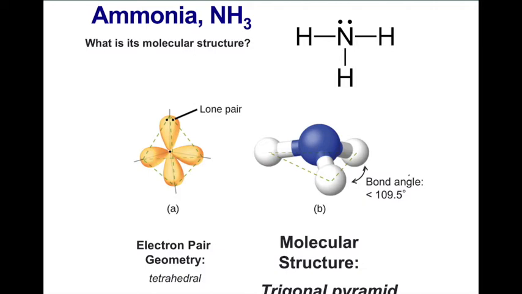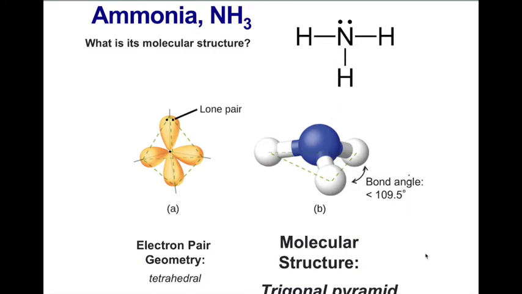pyramid. The bond angles here, because of the lone pair that's up here, we know that it's there, but here we're just looking at the geometry in terms of where the atoms are. But that bond angle is going to be squeezed a little bit, so it will be less than 109.5 because of the presence of that lone pair that's up here.